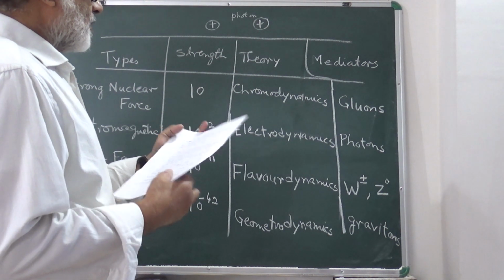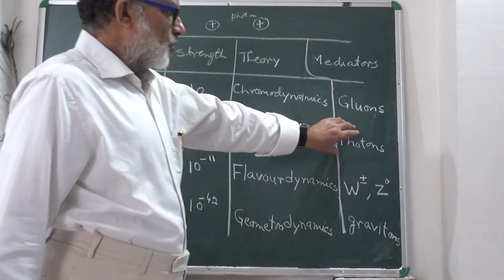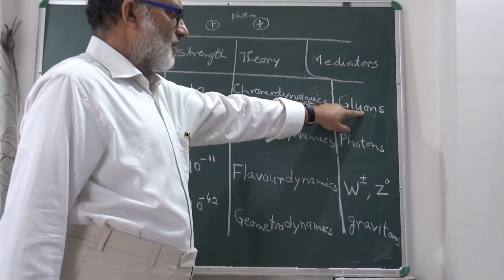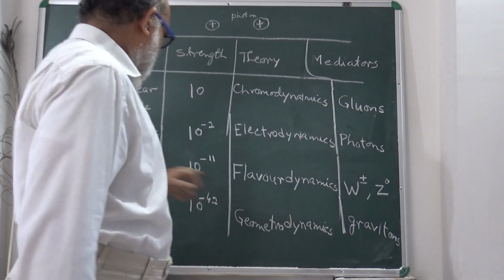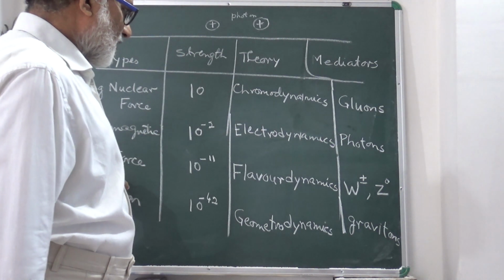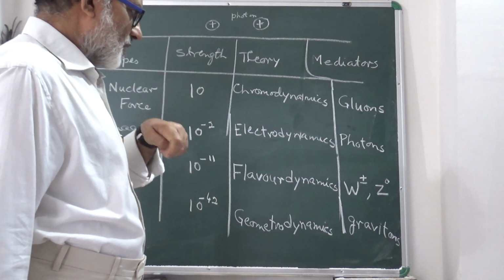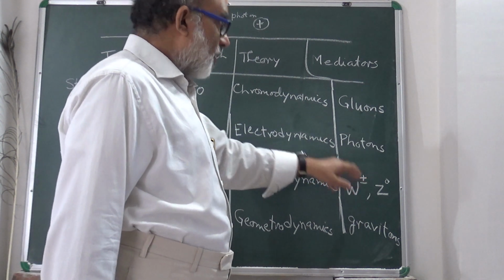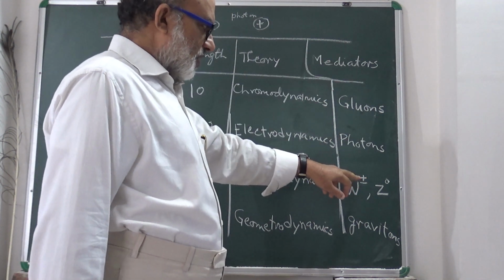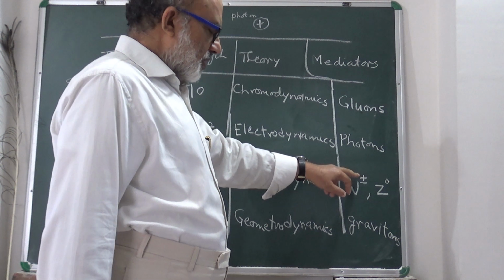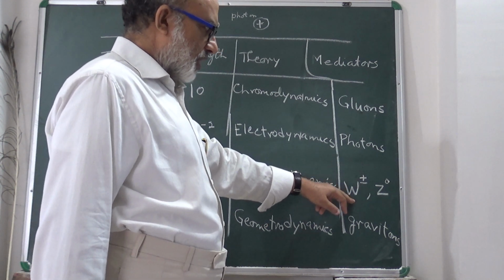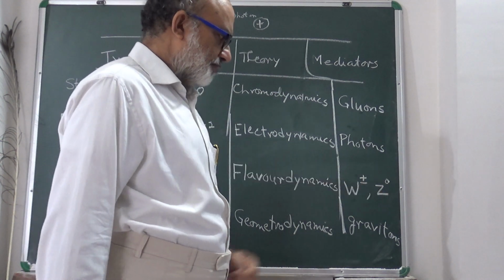Photons have no mass and no charge. Gluons have charge. And the weak nuclear force is mediated by three types of particles, which are also called gauge bosons. These three gauge bosons, W plus and W minus are charged, and Z is uncharged.